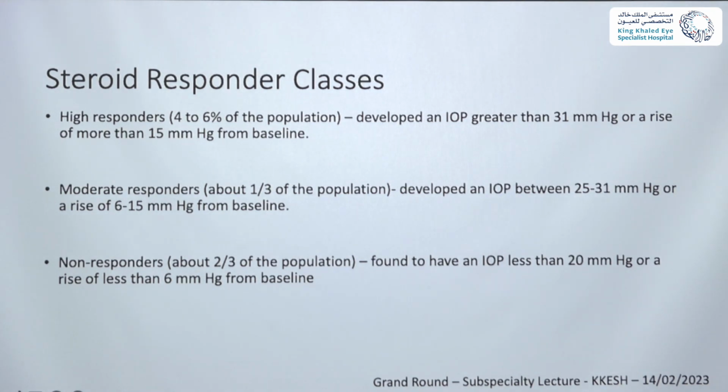So high responders, as we said, are 4 to 6% of the population, and are defined as having an IOP greater than 31, or an IOP rise from the initial baseline of 15 millimeters of mercury. Moderate responders are about 1/3 of the population, with an IOP between 25 and 31. Non-responders are 2/3 of the patients, meaning it's not that common to have a steroid response.